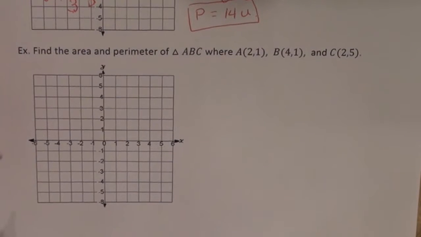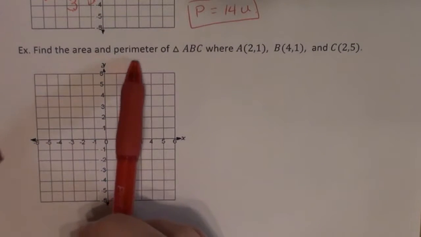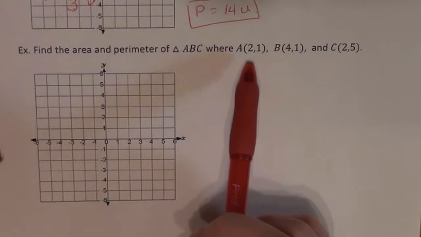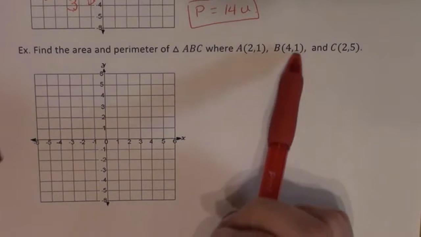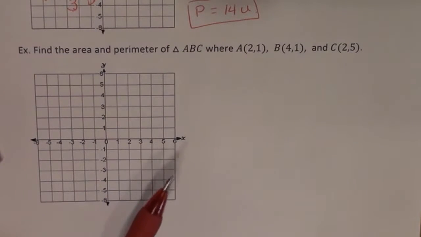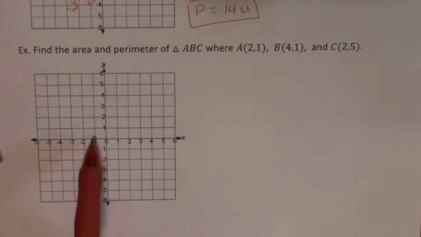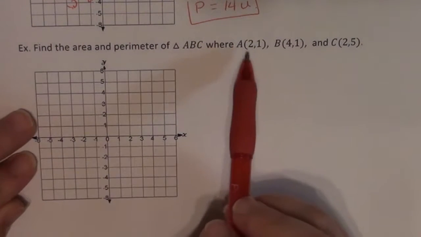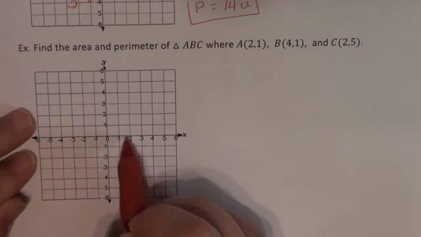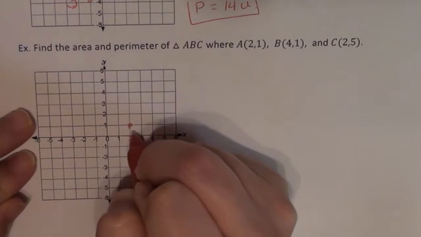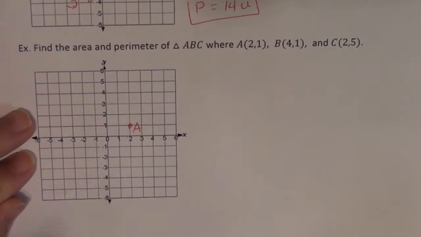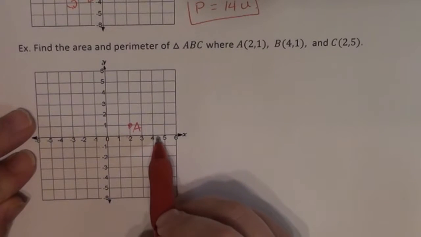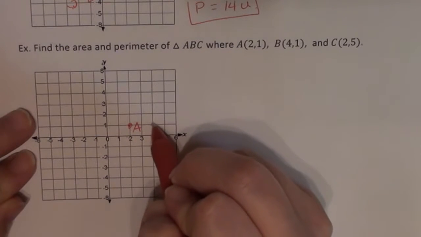So the second example, find the area and perimeter of triangle ABC, where A is the point (2, 1), B is the point (4, 1), and C is the point (2, 5). So first thing, they give us the coordinate plane, so plot the points. A is (2, 1). That means right 2, up 1. B is (4, 1). Right 4, up 1.